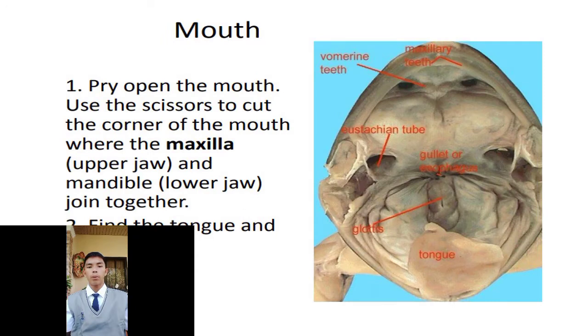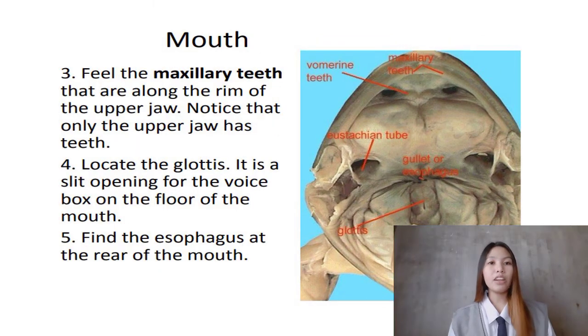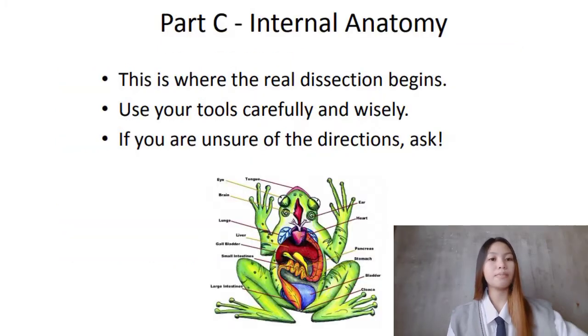Part B. Mouth. Number 1: pry open the mouth. Use the scissors to cut the corner of the mouth where the maxilla (upper jaw) and mandible (lower jaw) join together. Number 2: find the tongue and pull it out. Feel the maxillary teeth along the rim of the upper jaw. Notice that only the upper jaw has teeth. Locate the glottis, a slit opening for the voice box on the floor of the mouth. Find the esophagus at the rear of the mouth.